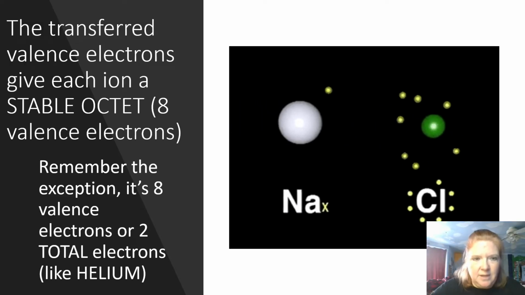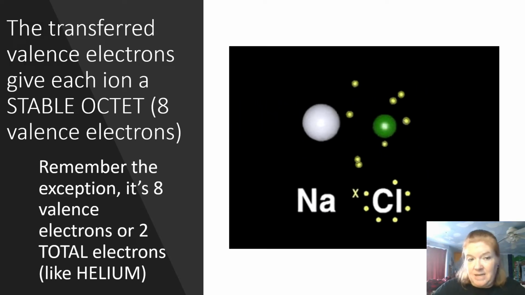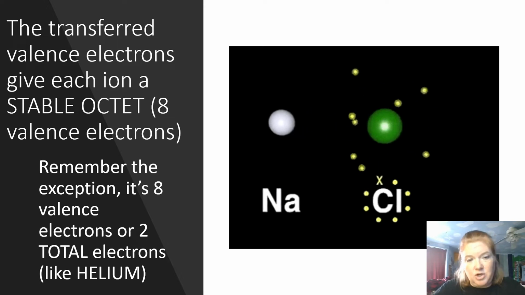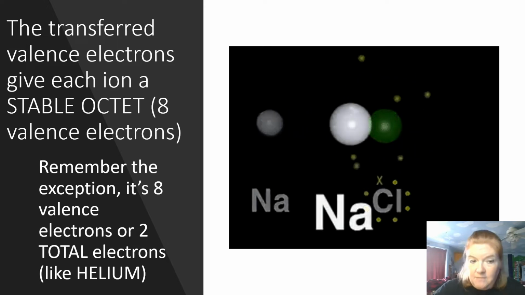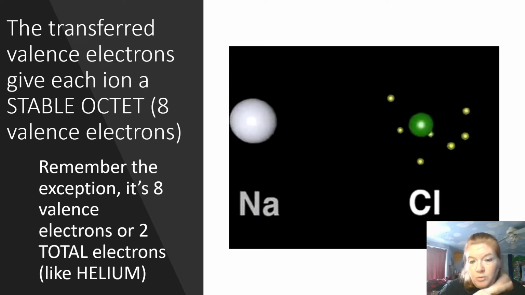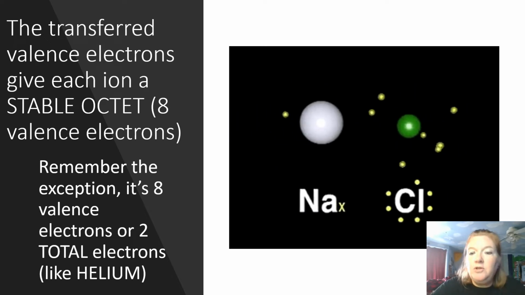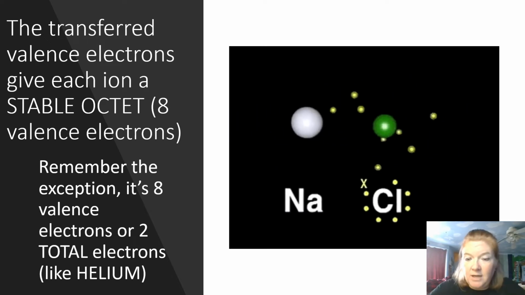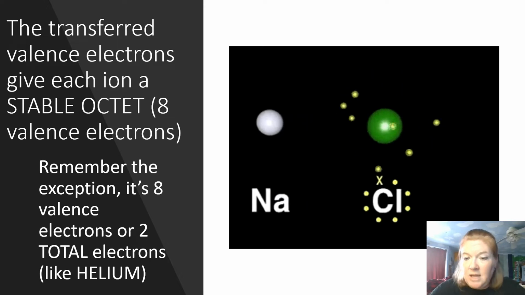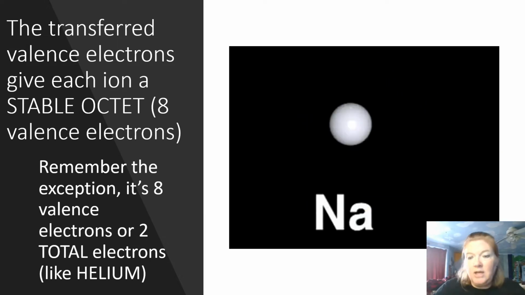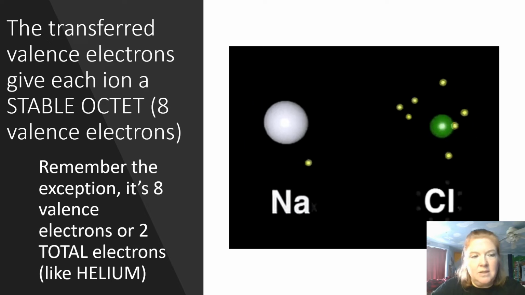So the transferred electrons give each ion a stable octet, 8 valence electrons. Remember the exception, it's 8 valence electrons or 2 total electrons like helium. So by giving up an electron, sodium ends up with 8 valence electrons. By gaining an electron, chlorine ends up with 8 valence electrons.